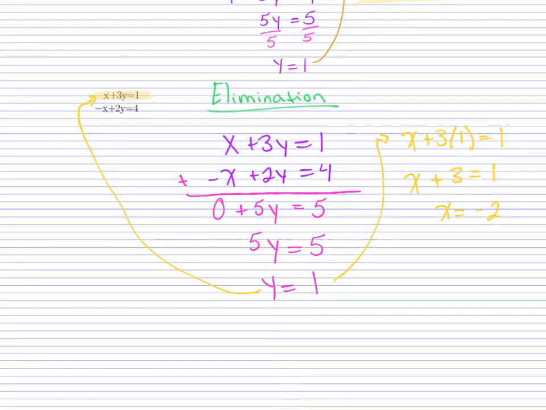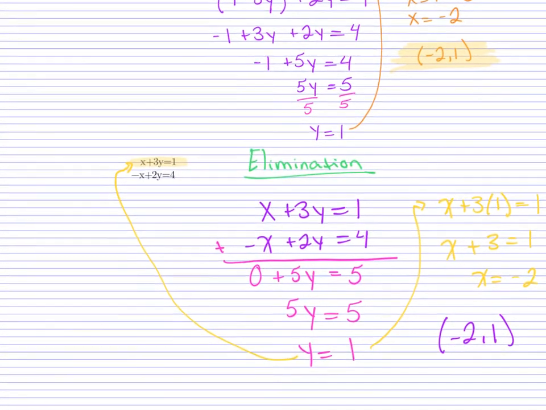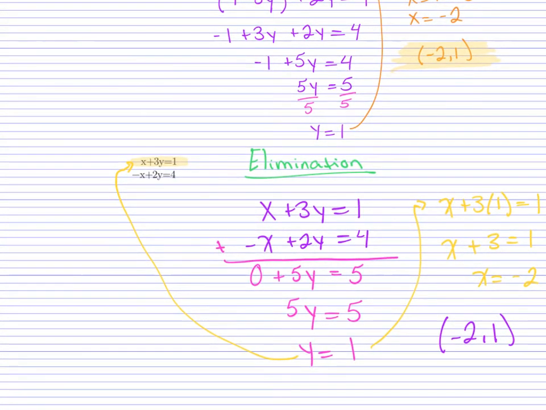So I get the point negative 2, 1, which is the same answer as I got with substitution. Same exact answer. So it doesn't really matter which method you use, just use the one that's easiest to do at the time. So that is a recap on how to do substitution and elimination. So let's get into three variable systems.